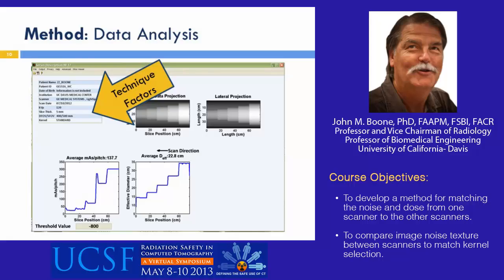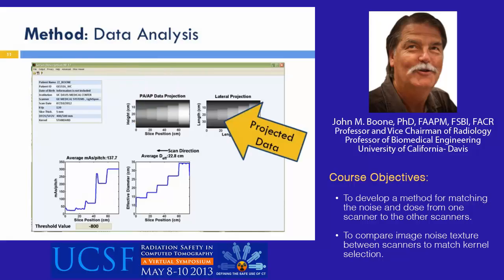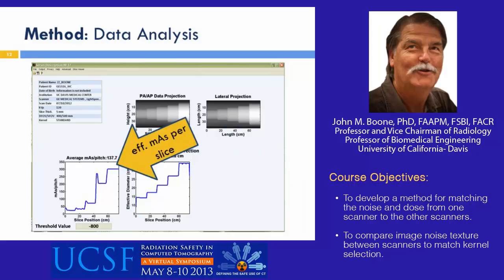It also generates a lateral projection, as you see here in slide 11. We can also evaluate the MAS per pitch, and this is also known as the effective MAS. So I'll use that term a lot, effective MAS, in this talk. The definition of effective MAS is the MAS divided by the pitch factor.